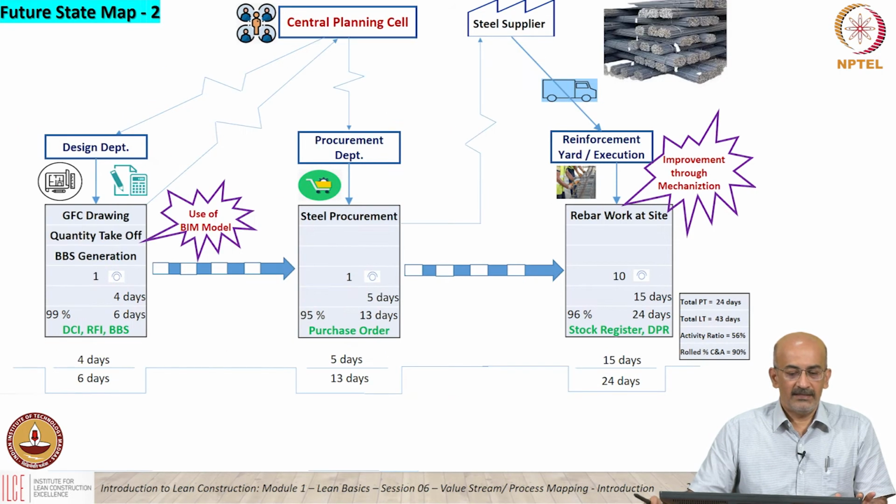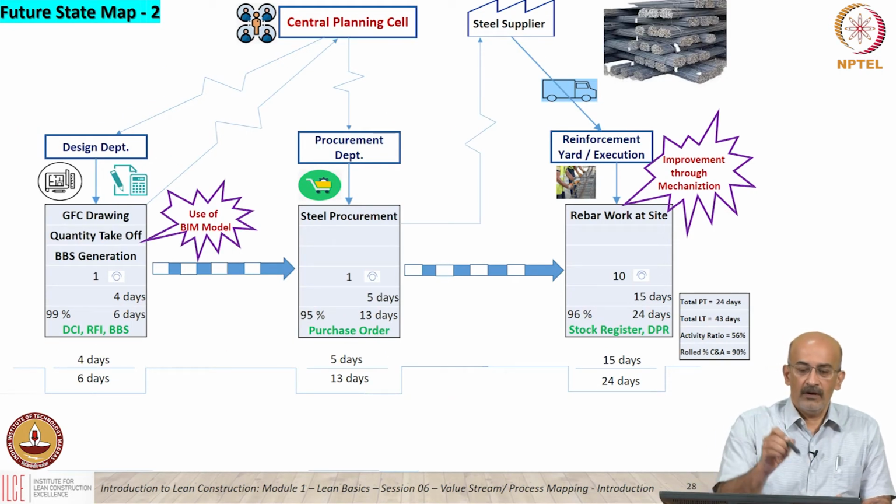Then we go to a next change. This is future state map 2. Like you had suggested, we said, okay, we'll use a BIM model.